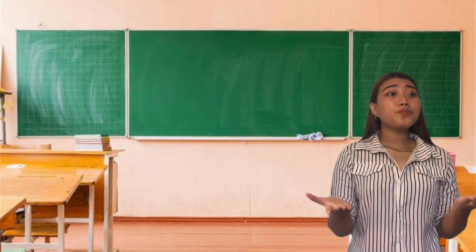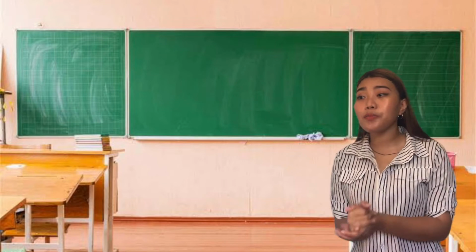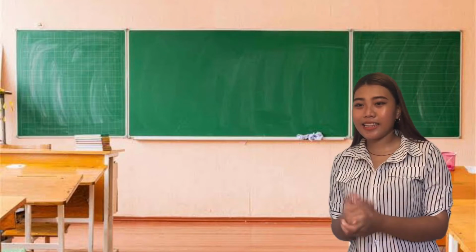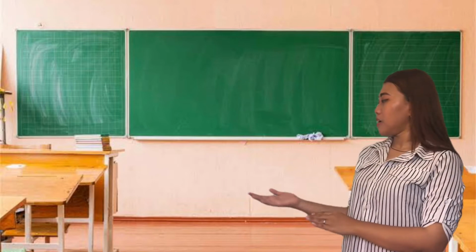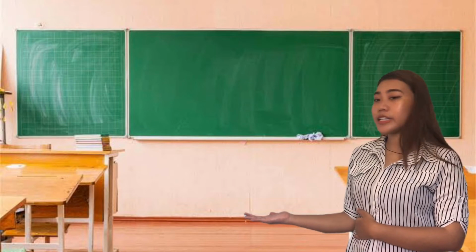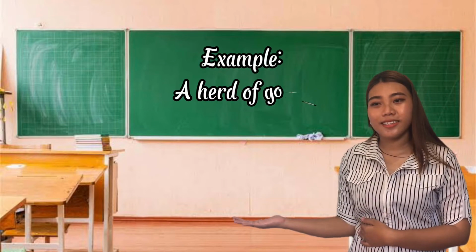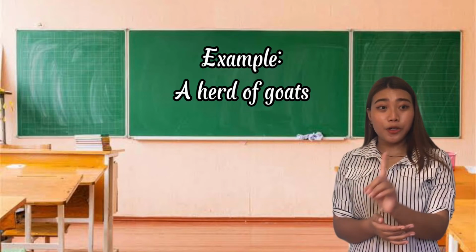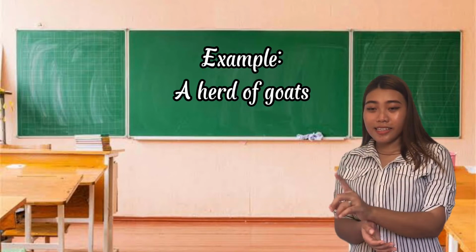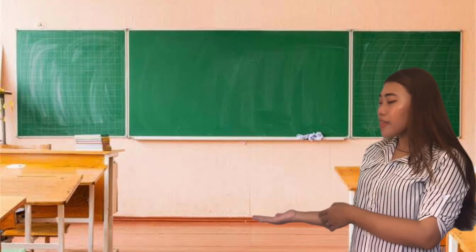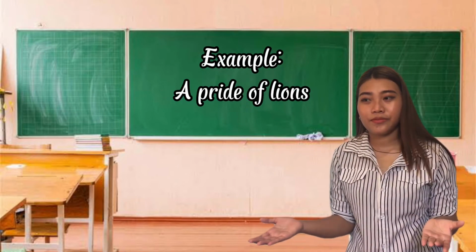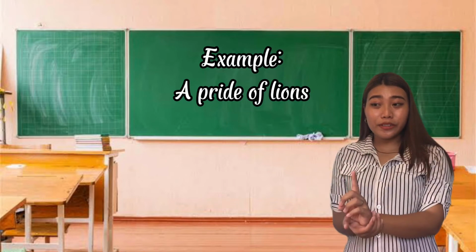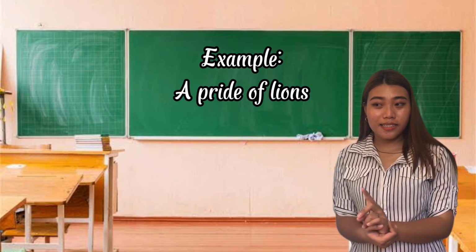Alright, so let's proceed to a group of animals. Okay, class? So let me first give an example. For example, a herd of goats. That's an example of a group of animals, right? Okay. Another example, a pride of lions. That's an example of a group of animals.